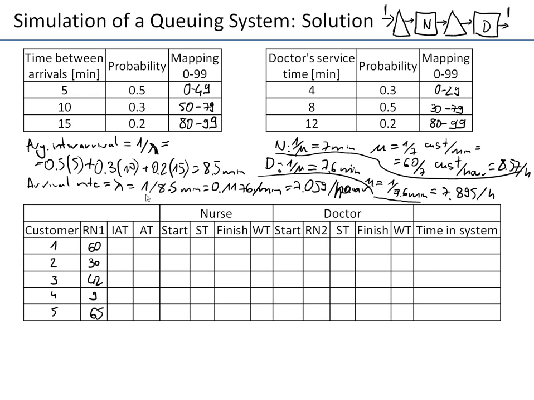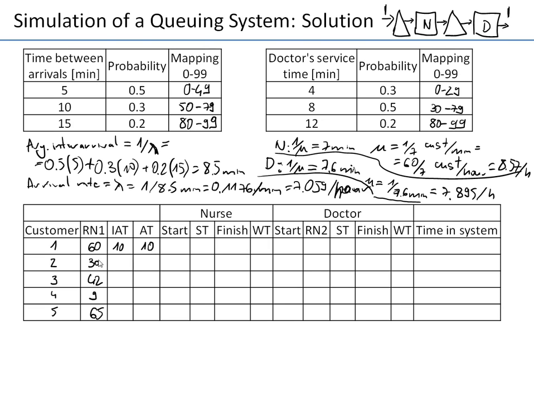Now I can use my mapping to map those to time between arrivals, or inter-arrival time. For the first customer, 60 falls into the second range, so the inter-arrival time is 10 minutes. So I'm going to put 10 here. So when does this patient arrive? If we assume that the office opens at time 0, 10 minutes later the patient arrives, so the arrival time is minute 10.